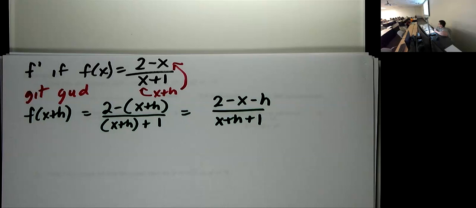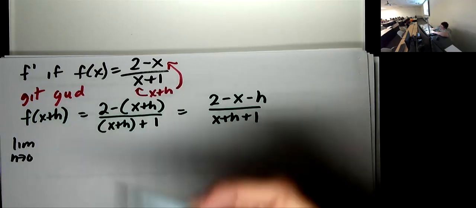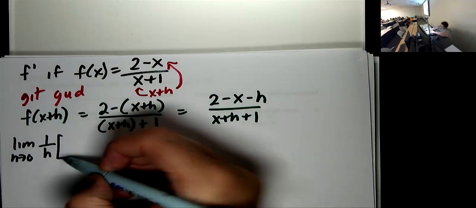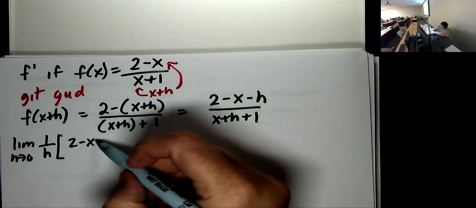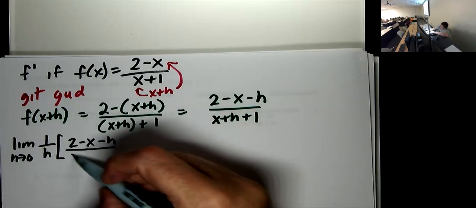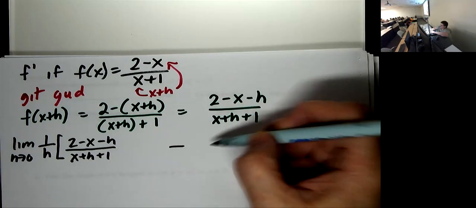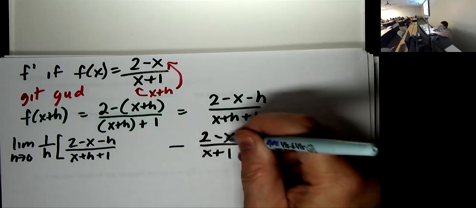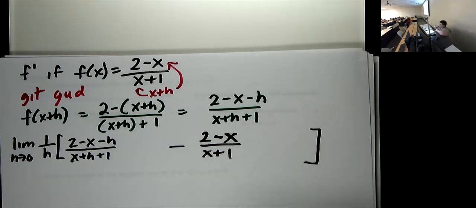That's not so bad yet. It's when we hit the limit. We're doing the limit as h goes to 0. I'm going to have a 1 over h out front, I think it's easier to write it that way. We're going to have that 2 minus x minus h, or f of x plus h, over x plus h plus 1. And we're subtracting f of x, which is 2 minus x over x plus 1. You'll see I left some room in there because we don't have the same denominator.